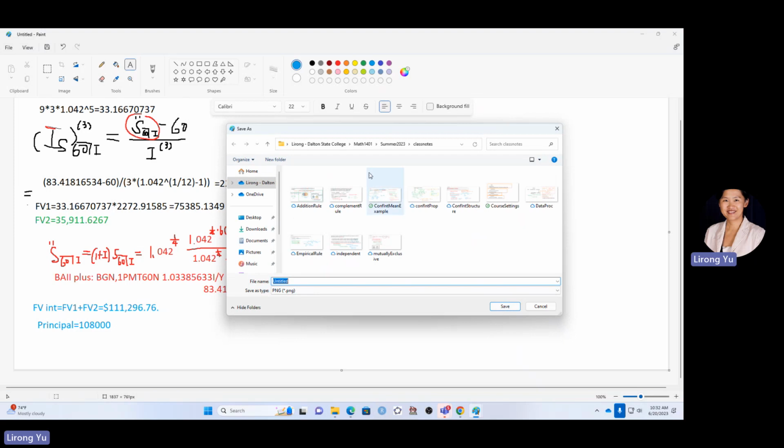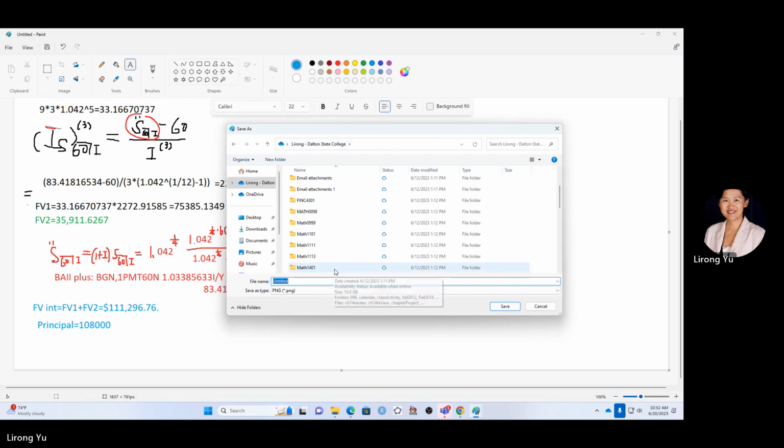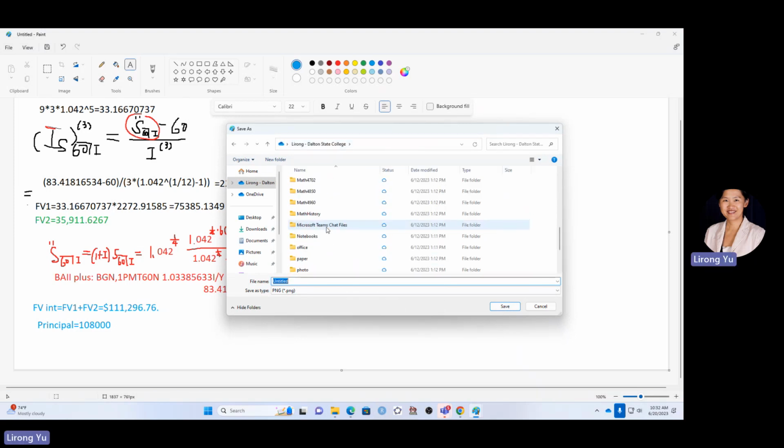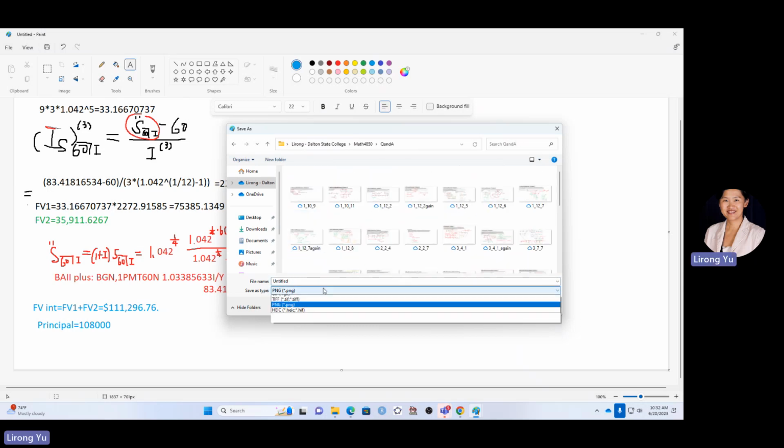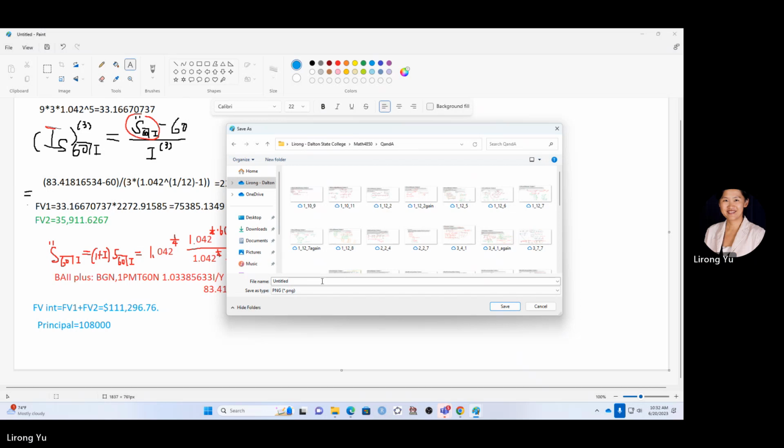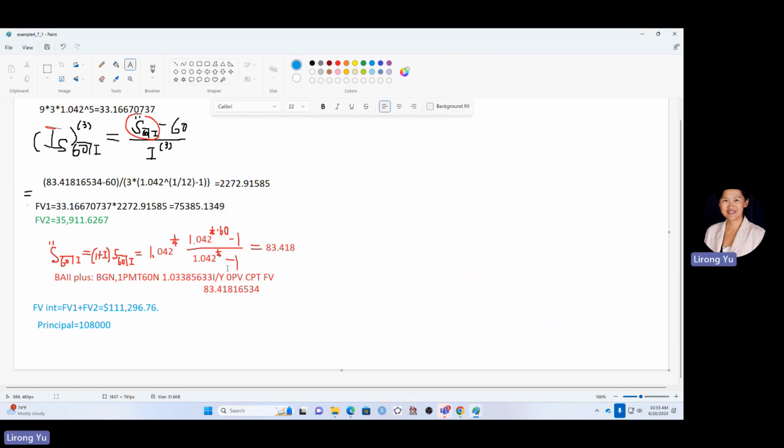Try to save this. I can still trace them, so I don't have to type it again next time. All right, so it's there. So next time we can come back without typing it too much.